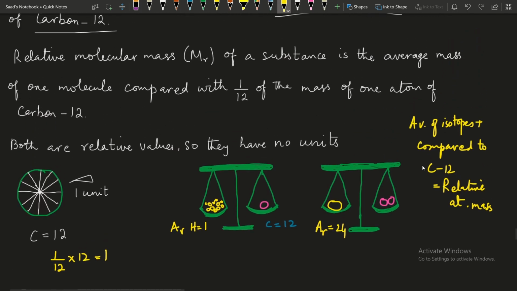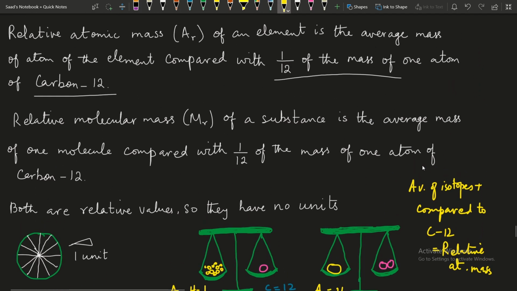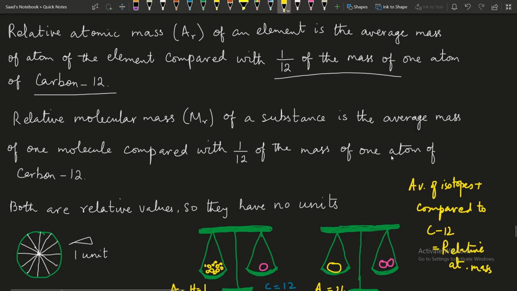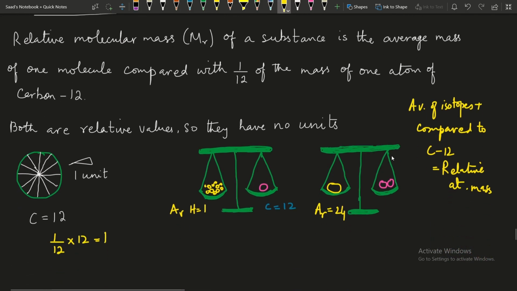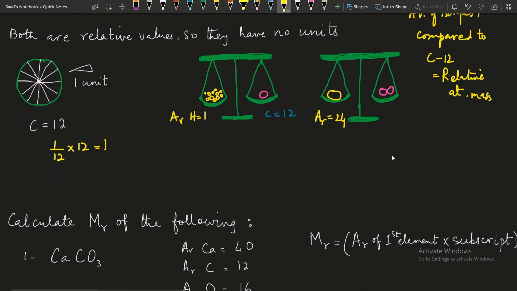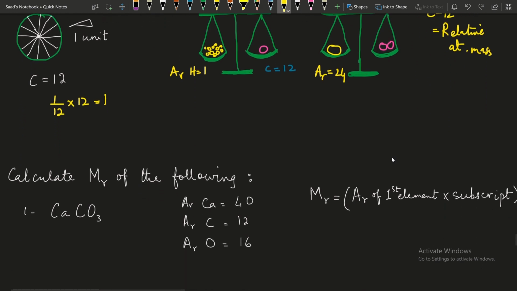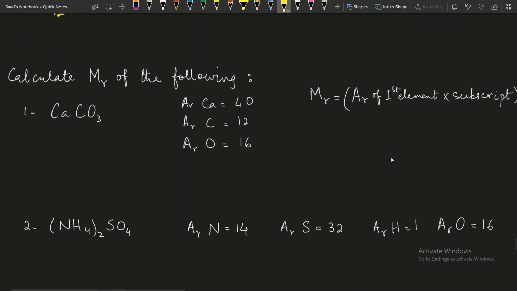So that is why we just said that relative atomic mass is the average mass of all the isotopes of that element, and then we compare it with 1/12 of the mass of a carbon atom, and we get the AR values, and these values do not have any units. All right.